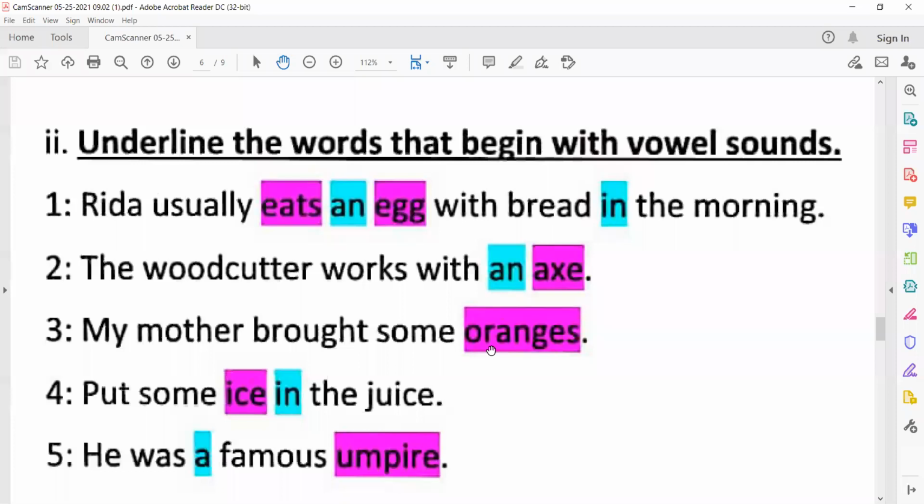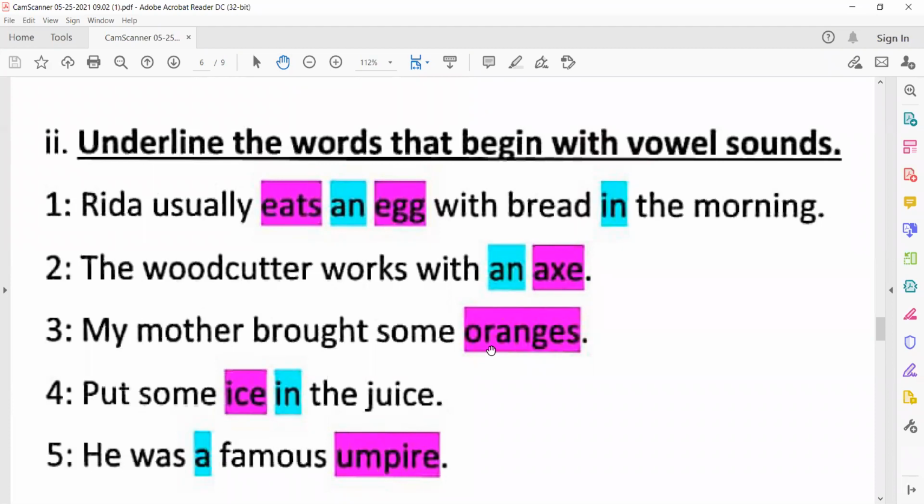Zulkifl is saying that these are vowel sounds. Muhammad is saying yes, ma'am. Hajra Ahmad says yes. Okay, brilliant. These all are vowels, giving us vowel sounds. Rida usually eats egg, with E sound and A sound, with bread in the morning. So the highlighted words are all giving us vowel sounds, right?